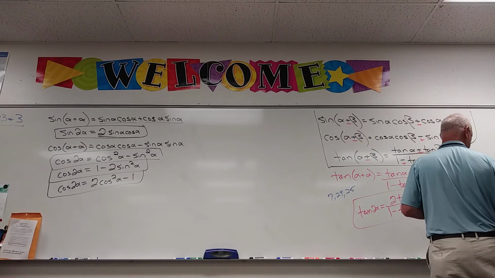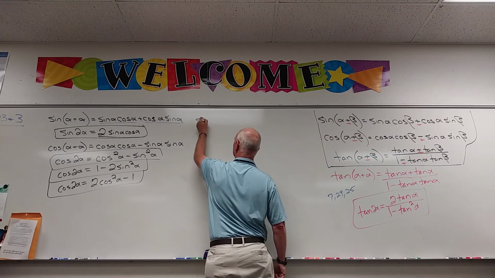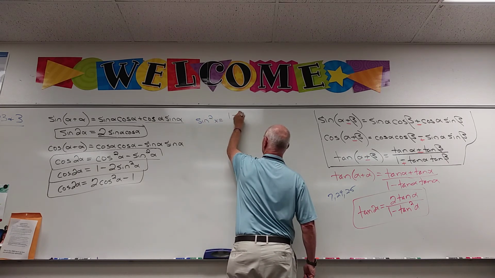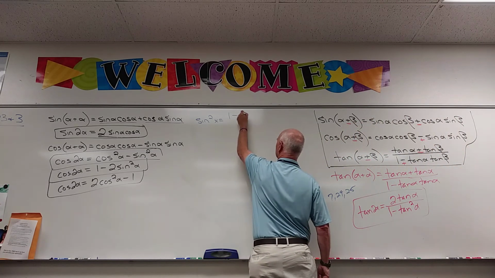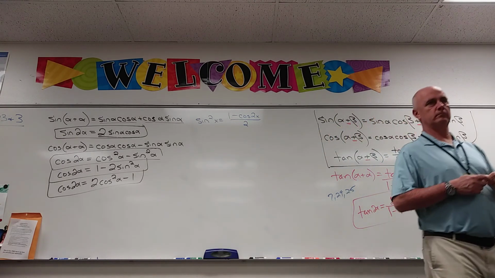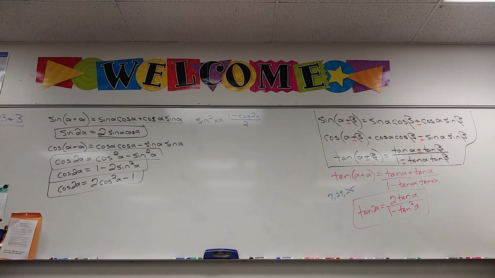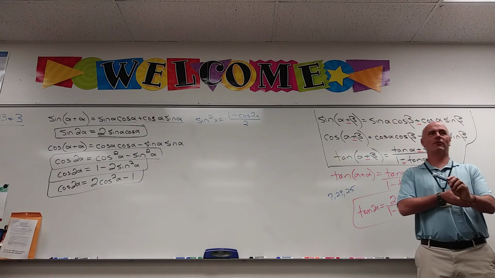Let's do that. Sine squared of x equals 1 minus cosine of 2x over 2. Talk to me. We are verifying. I would work the right side on this one.